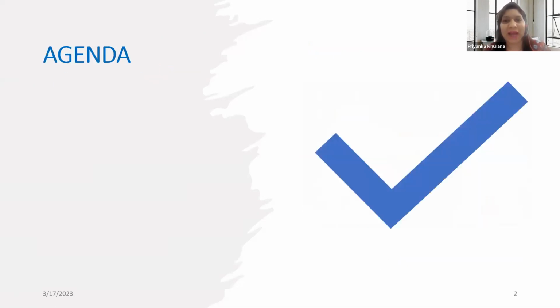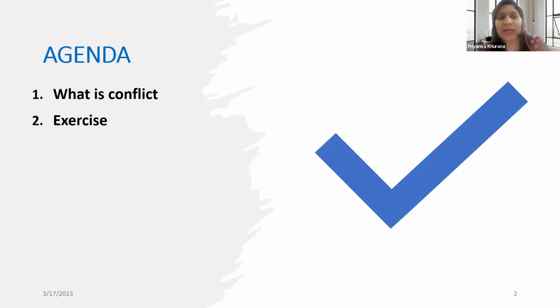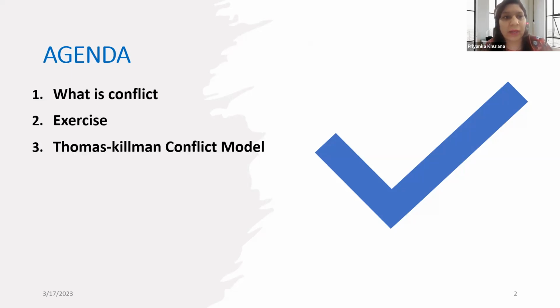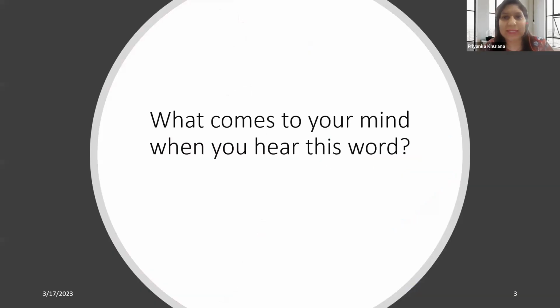Let's see what we have in the agenda today. So we are going to talk about what is conflict, the exercise, the instrument that is designed by Thomas-Kilmann, and how to understand this conflict model. And lastly, we will be talking about these 5 modes that are defined by Thomas again. So let's quickly start.